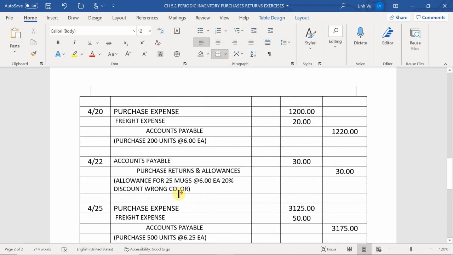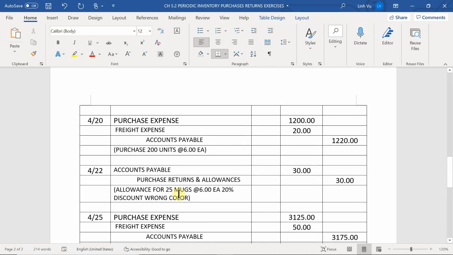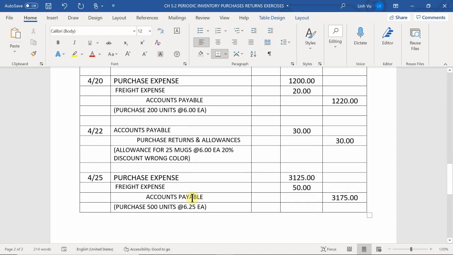Remember, this is what happens when you buy something, and you have to either make a refund or an allowance. Maybe the vendor sent you the wrong items and they offer you an additional special discount on top of that. That's considered an allowance because instead of returning something, they offer you something else and you keep those items. Any questions in regards to 5.2?